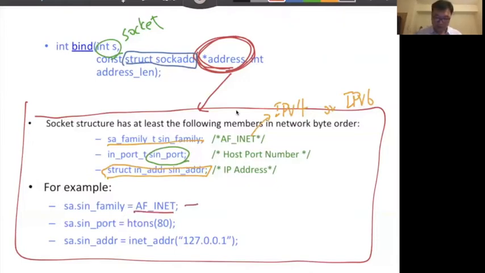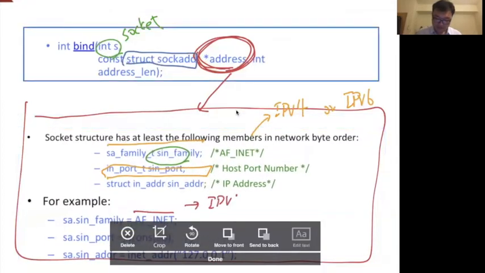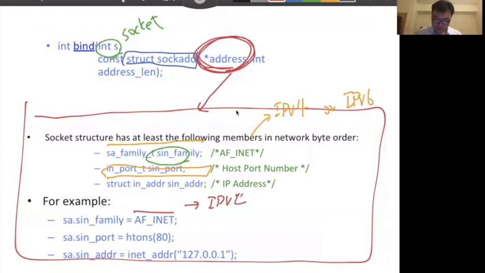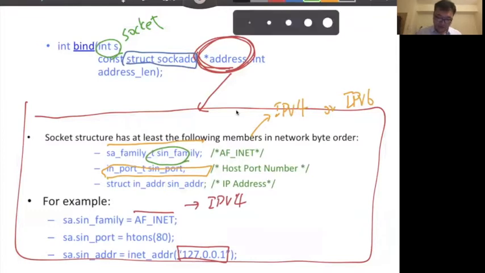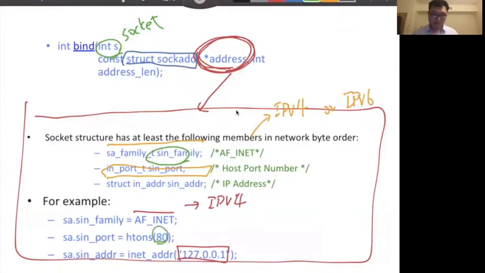Just change this to IPv4, so this is IPv4. In this case, you can see we provide the IPv4 IP address here. Then we have the port number, which is 80. Of course, we need to use some functions to convert the data because this is the data for humans to read.